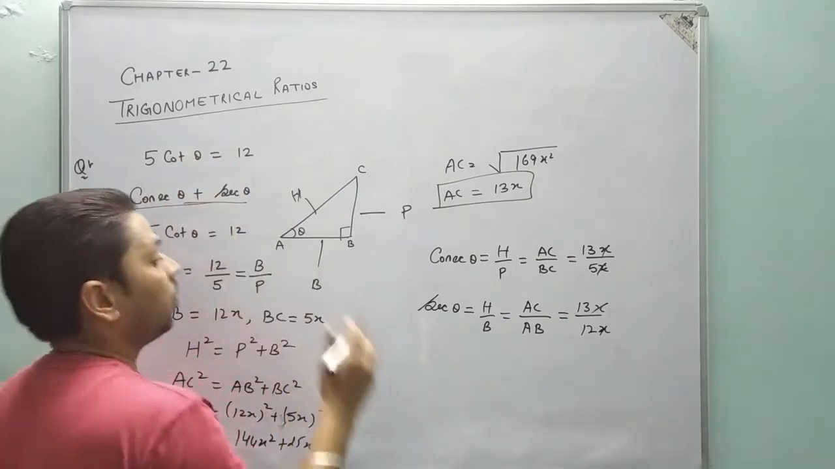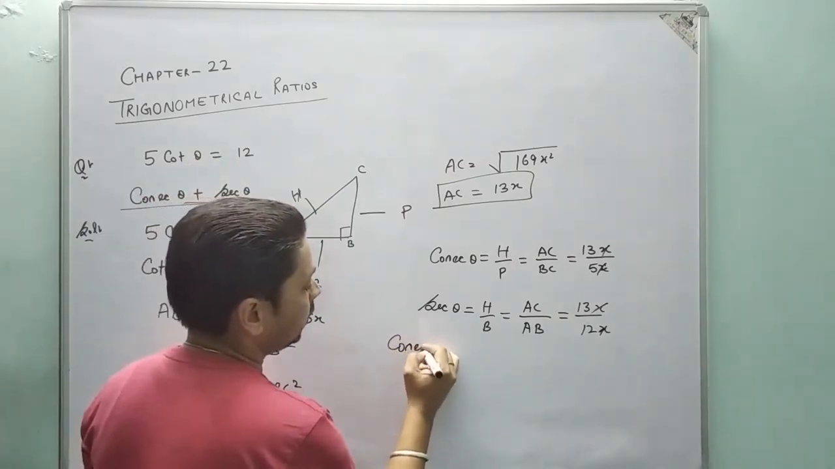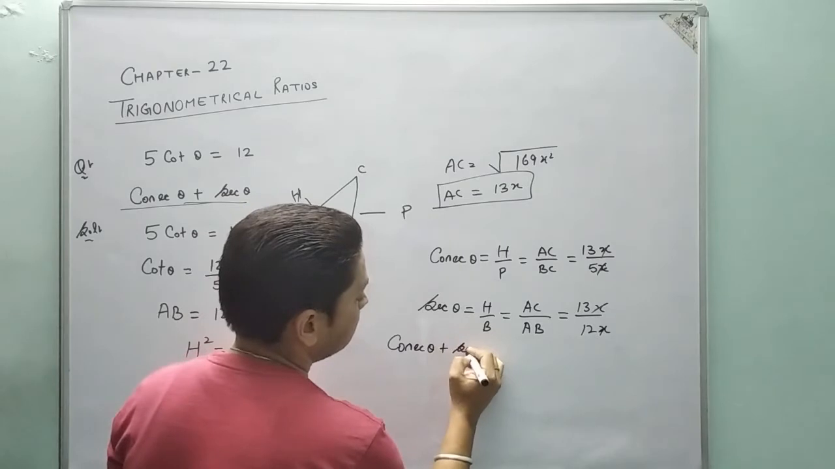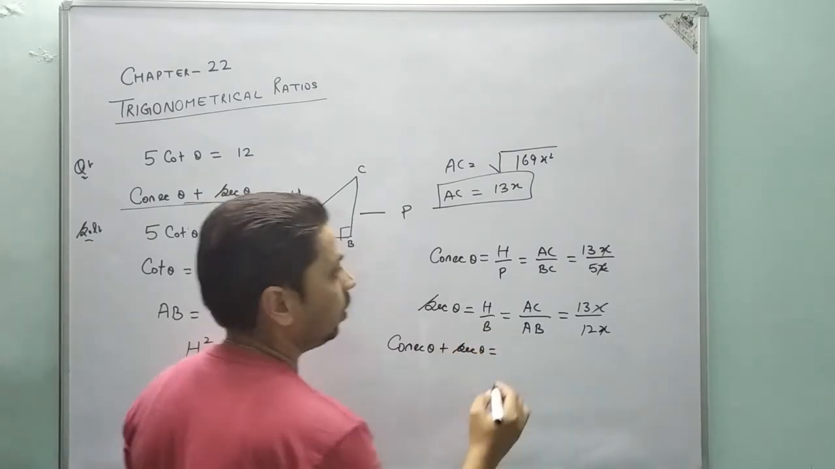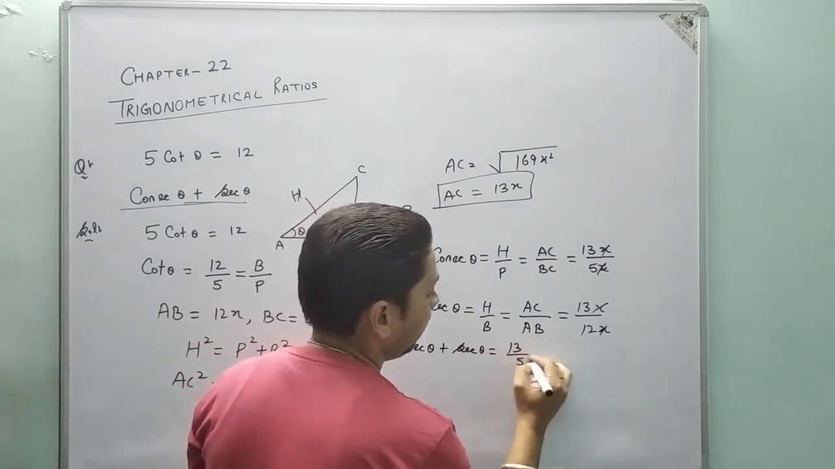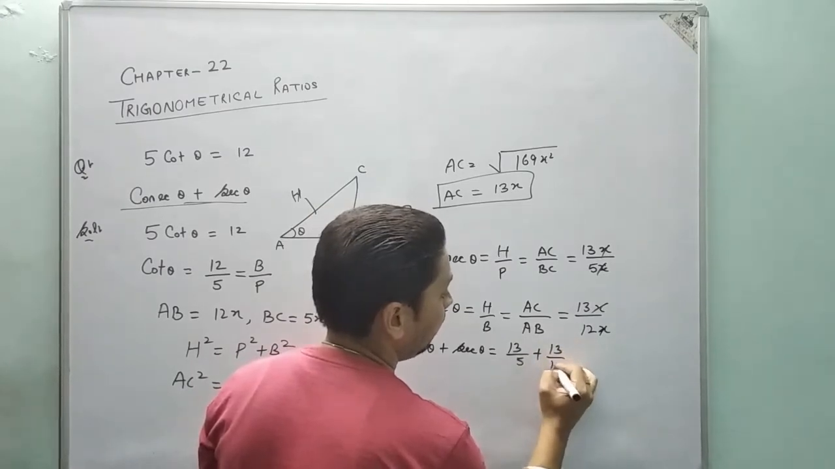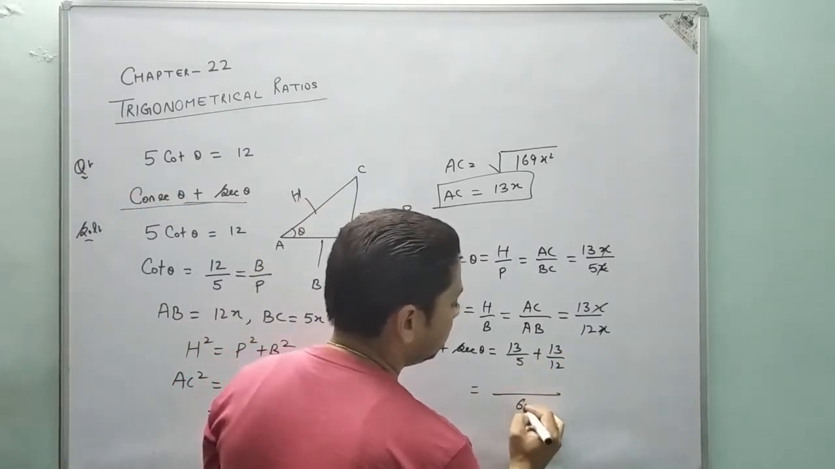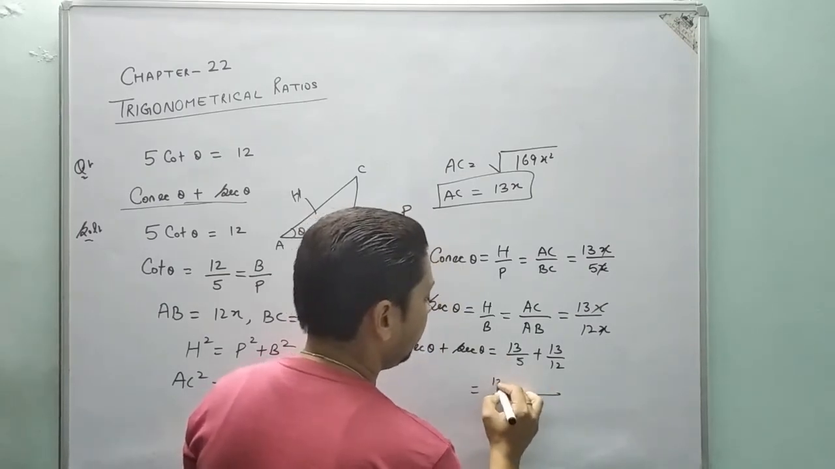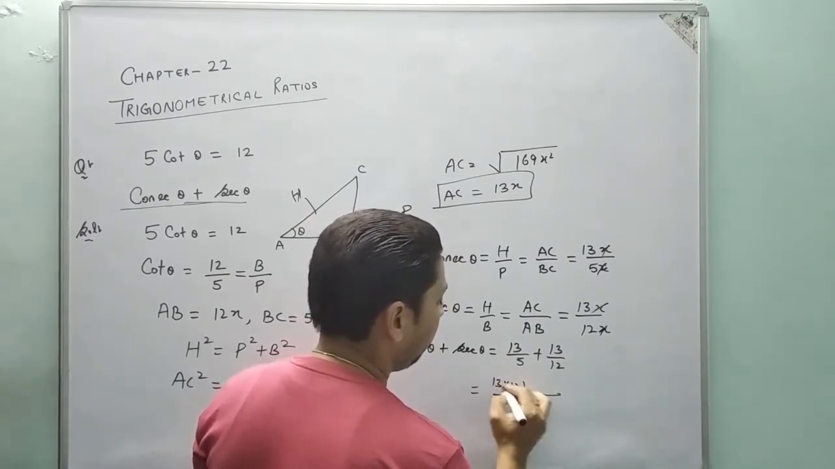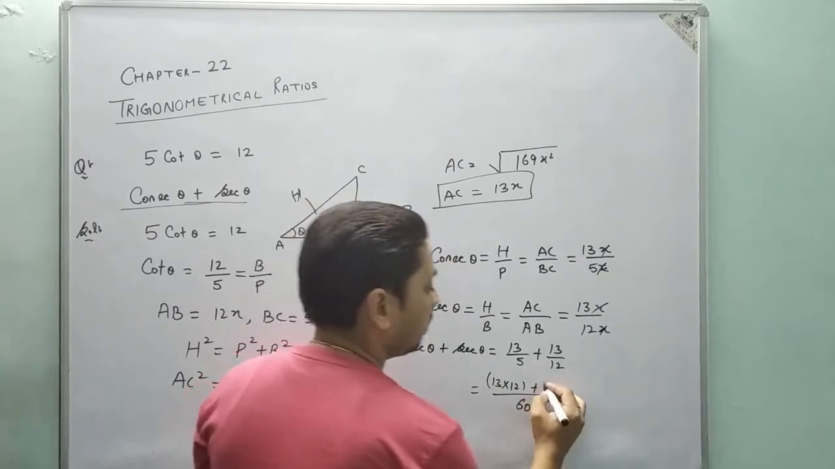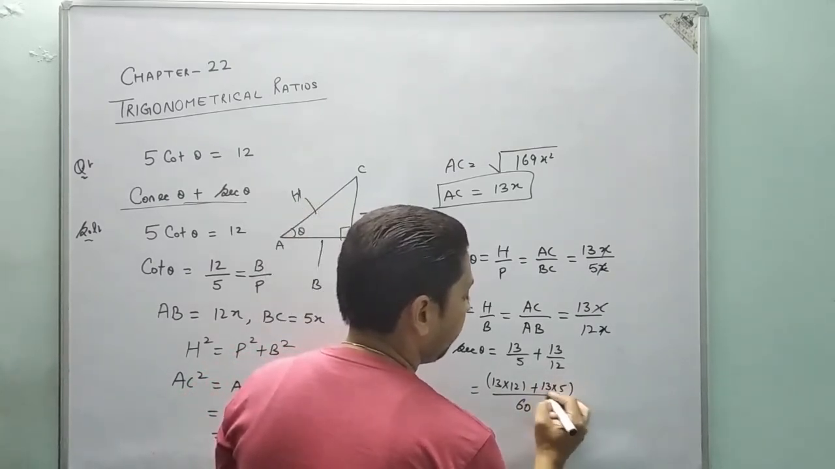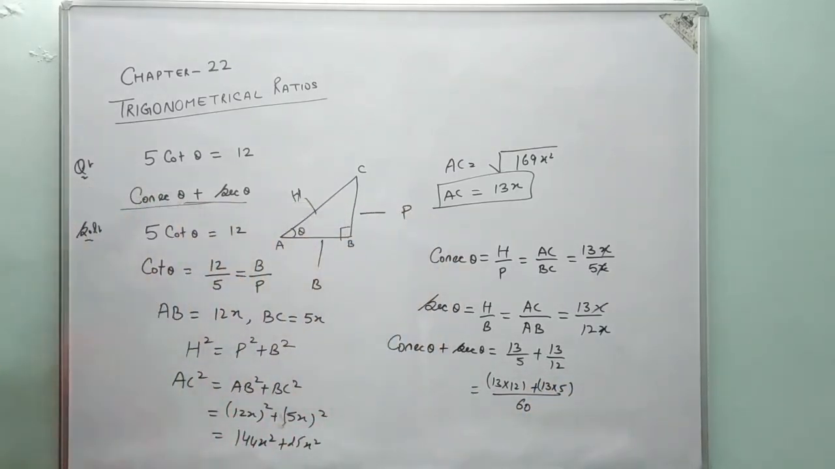So now find the value of cosecant theta plus secant theta, that is equal to 13 upon 5 plus 13 upon 12. So take the LCM. LCM will be 60, and this will be 13 multiplied by 12 plus 13 multiplied by 5.